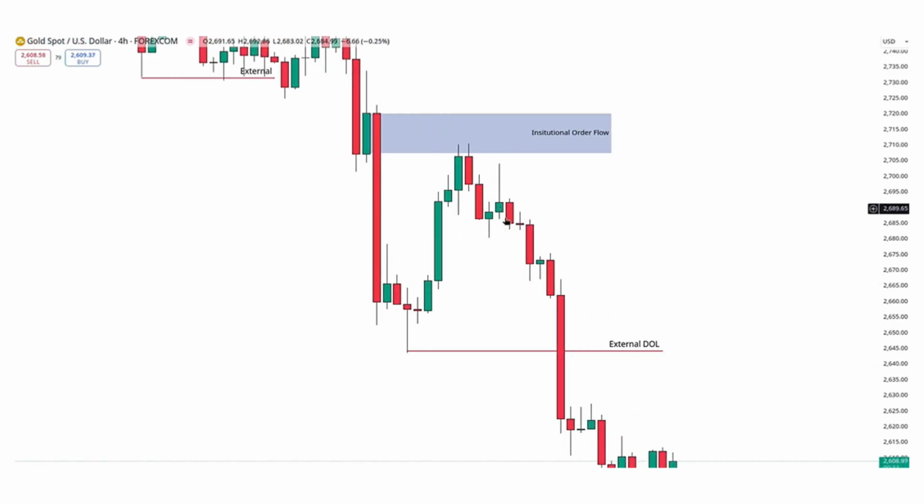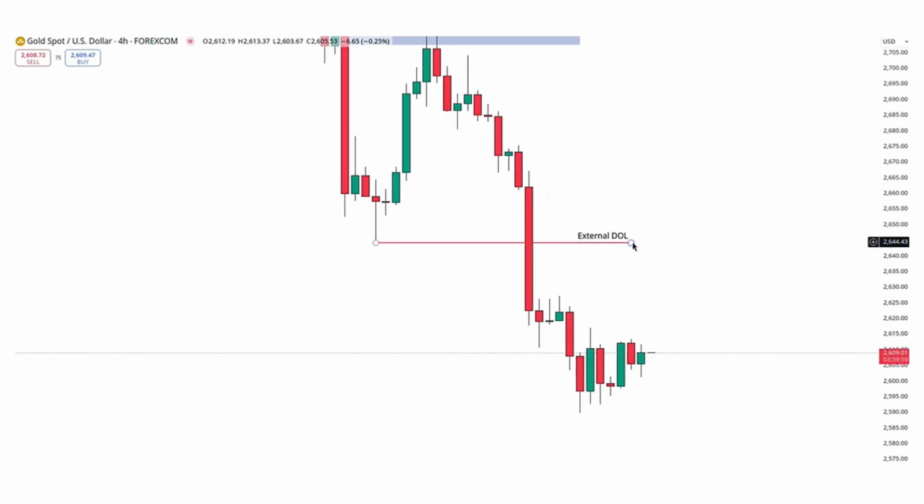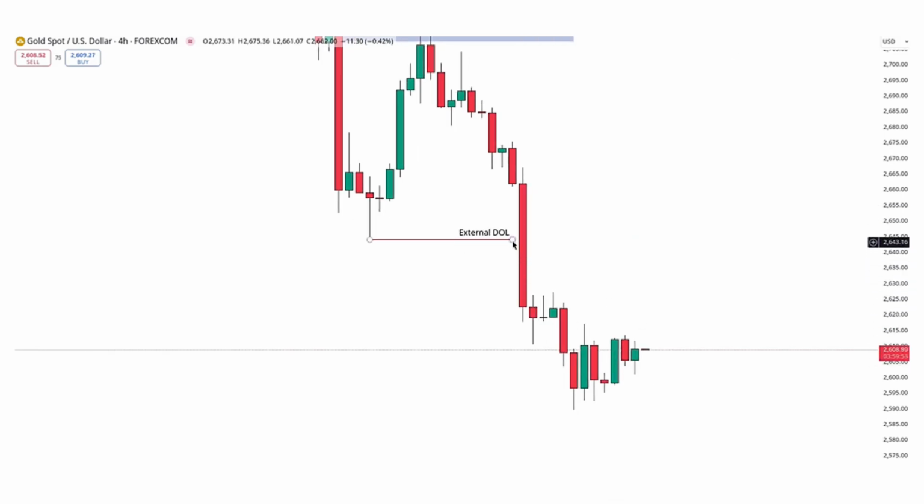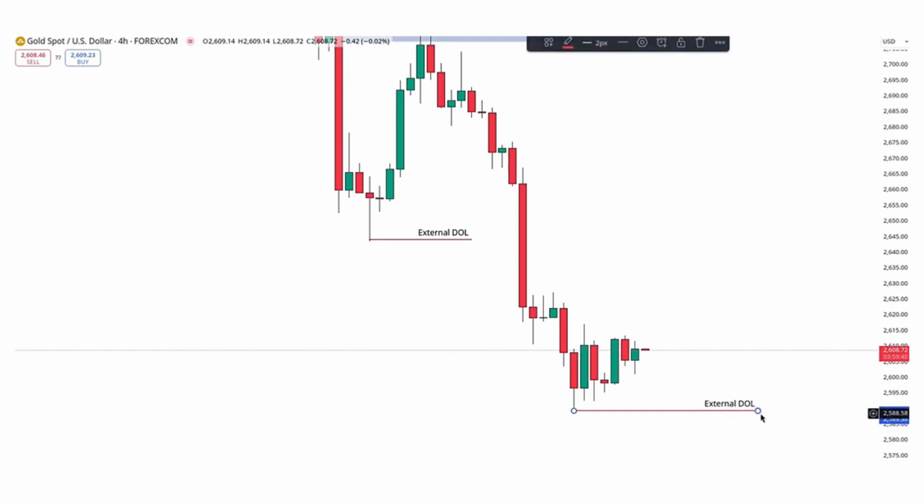When the market was here, this was the draw on liquidity. So how did we predict this? This part was our draw on liquidity. Now, let's look at the latest example to see what the market might do and how we can identify the next draw on liquidity for gold. This external liquidity has already been filled, and gold is currently in a consolidation phase. We noticed the market has left external liquidity here, which it might come to fill.